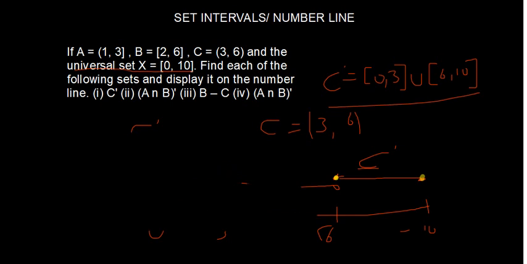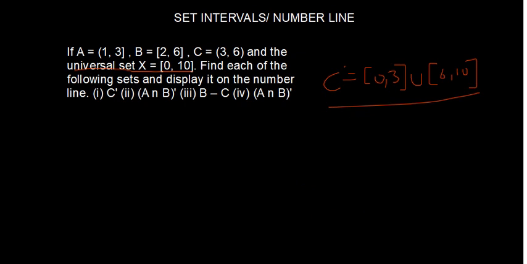Let me create some space. The second question is asking us to find A intersection B complement. Before we can represent that information on the number line, we first find what A intersection B complement is. So this is our number line. Our A is running from 1 to 3. 1 is not part of it, so we're not going to shade inside. But 3 is part of it, so we shade inside the dot.